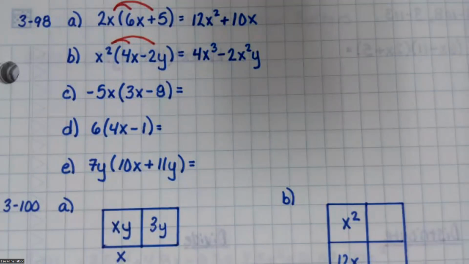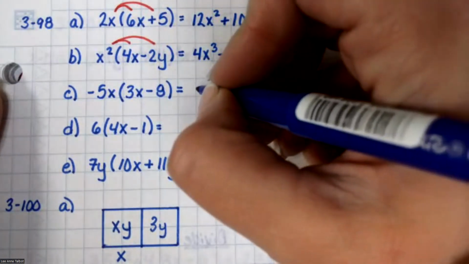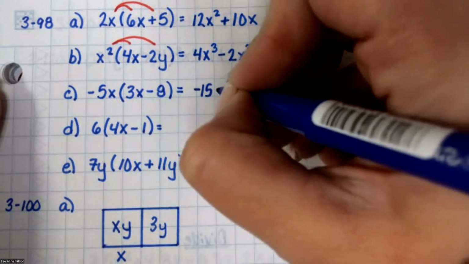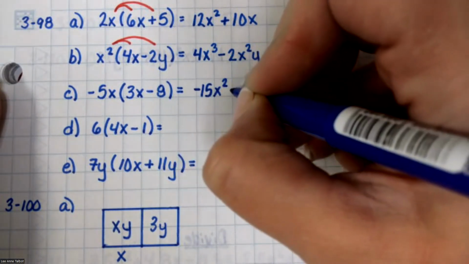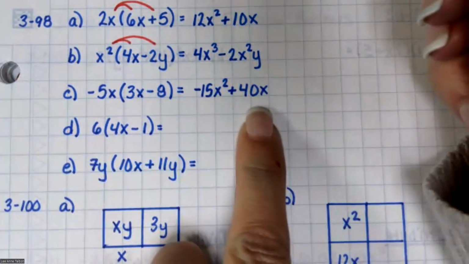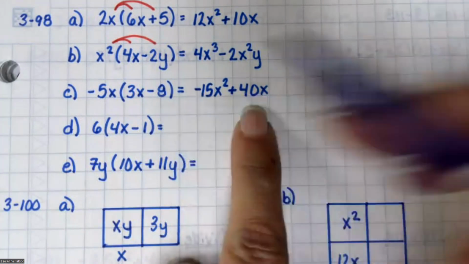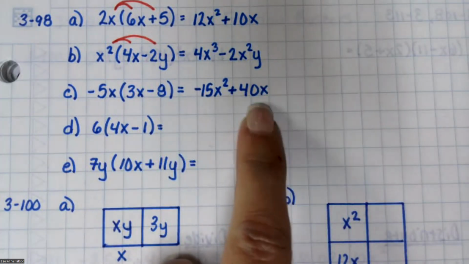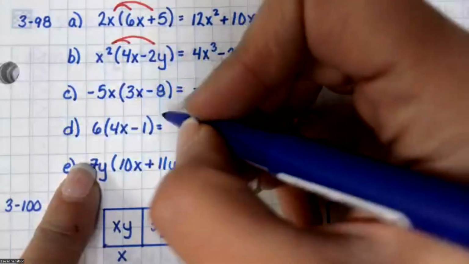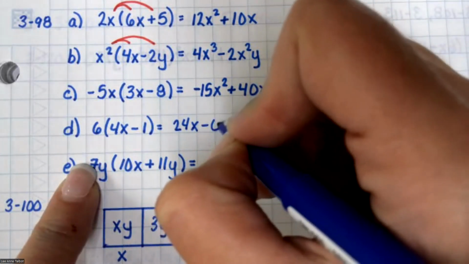All right, let's check the answers for these 3. This one is negative 15x squared plus 40x. Be really careful on this one. Make sure that you have plus because it's a negative times a negative. Be super careful. Check that right there. Okay, this one's easy. I like this one. 24x minus 6.